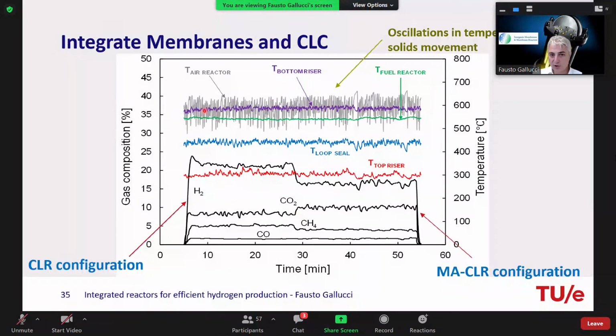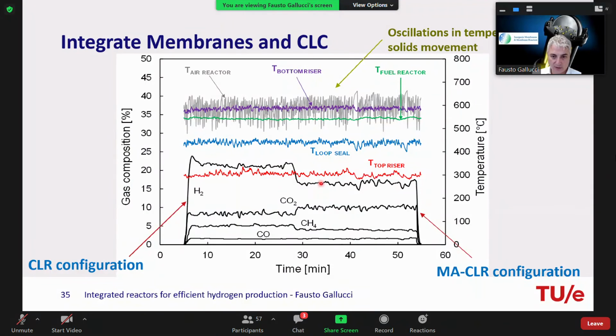Then you also see quite a lot of fluctuation in temperature, which is very good for us, because this particular point of the reactor is where the solid is moving. So when you see fluctuation, it means that the solid is moving inside the reactor. When this temperature is stable, the solids are not moving, so you don't get these very nice results. Then we did a lot of experiments.